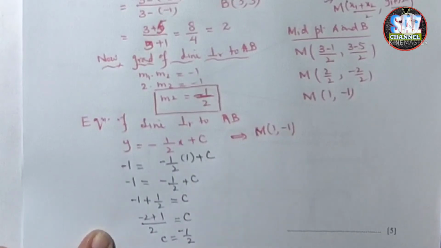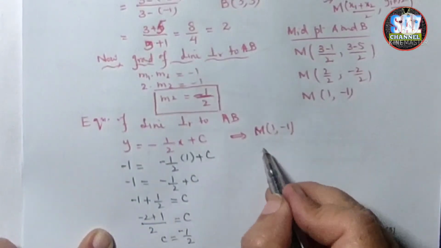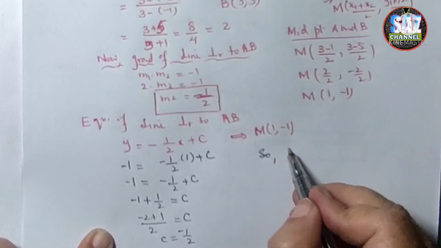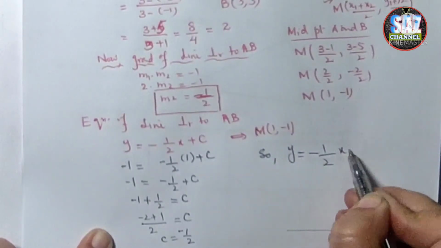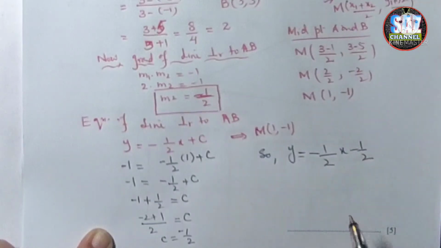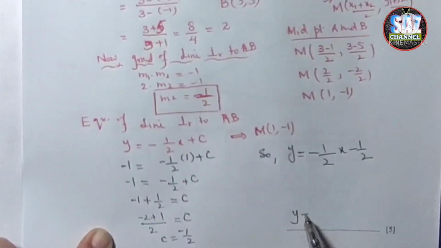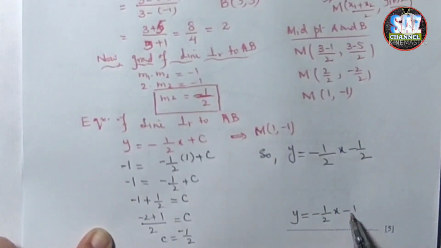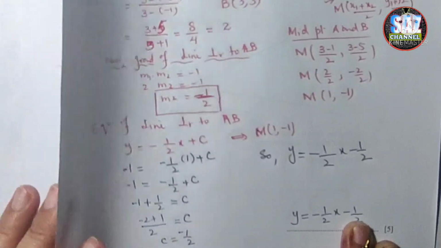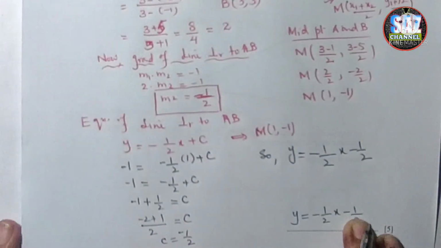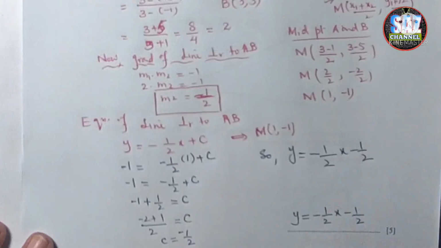This is minus c equals to minus 1 by 2. So the required line will be y equals to minus 1 by 2 x minus 1 by 2. Very easy and very interesting questions. If you just have a hold on the basic concepts and formulas, you can easily solve all these questions. Okay, and let's move to the next question.